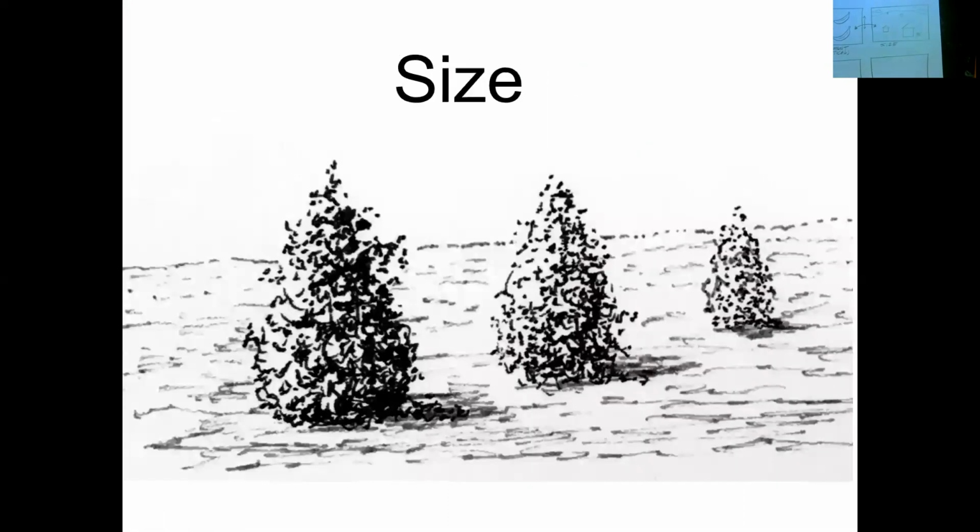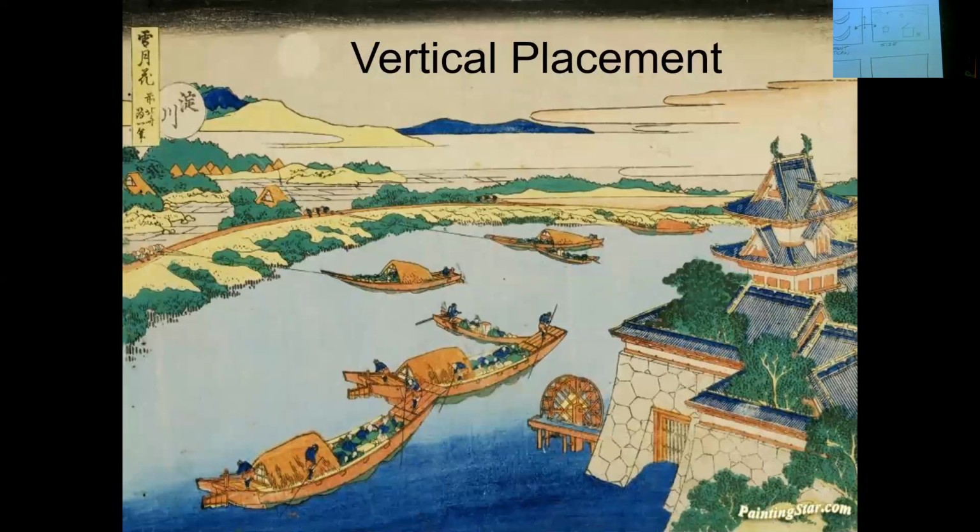Size. I know it's just a rough sketch, but you can tell just by changing the size of these conifers or these cone-shaped trees, which is further back and which one is closer. Vertical placement. Notice these boats. These boats in actuality, although it's just a drawing, it's actually a print. This one could be the same size as this, but because of the placement and in conjunction with the size, we recognize that this one is much further back, right?